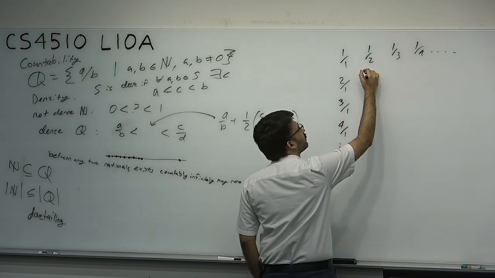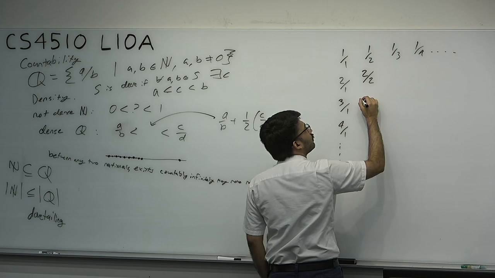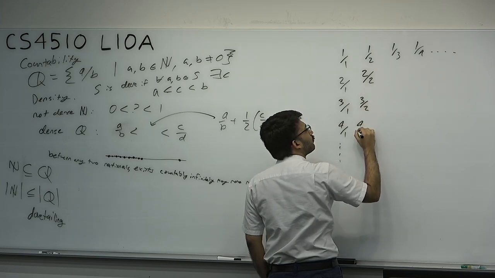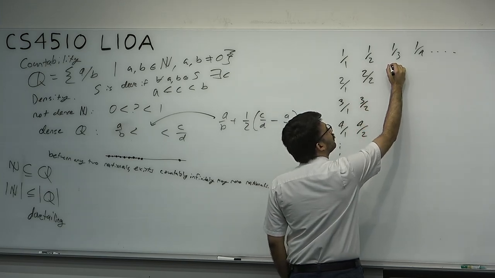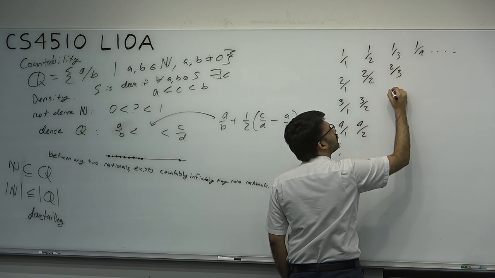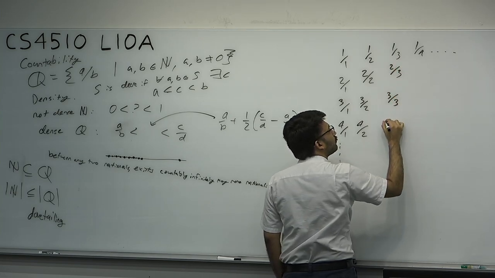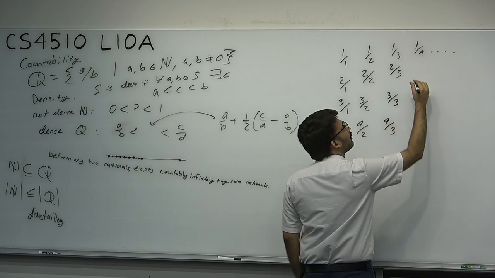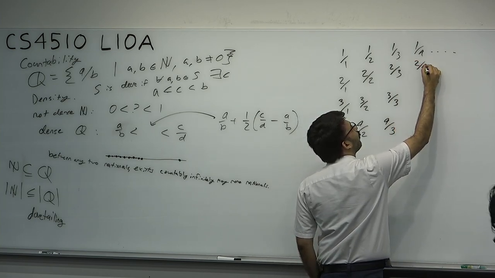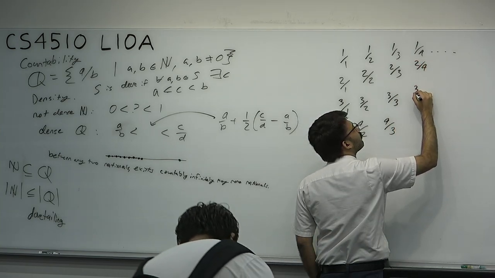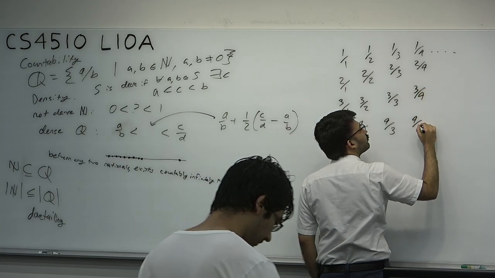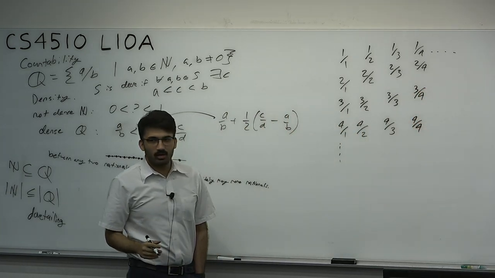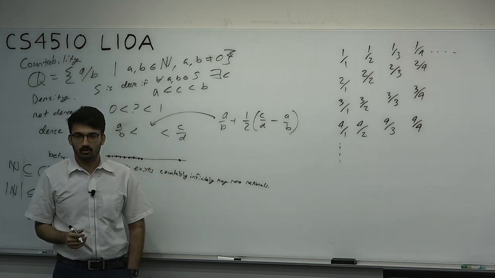And you put what here? 2 over 2, 3 over 2, 4 over 2, 2 over 3, 3 over 3, 4 over 3, 2 over 4, 3 over 4, 4 over 4, right? Something like this. You could imagine putting each rational in a grid.